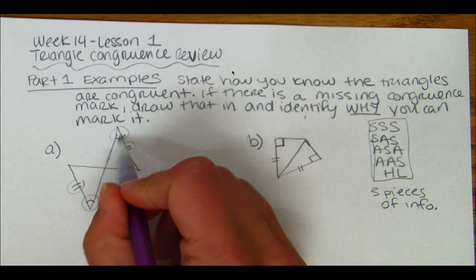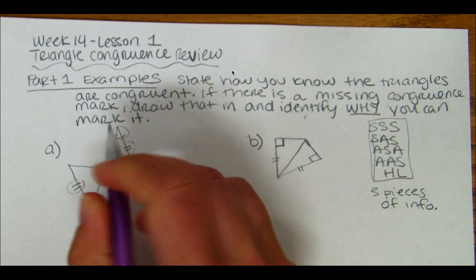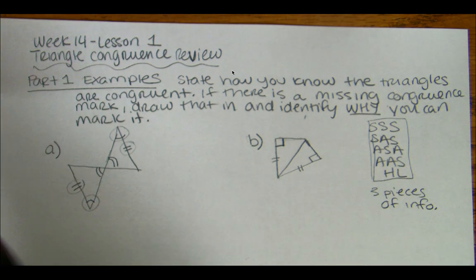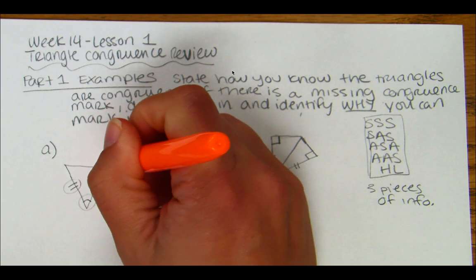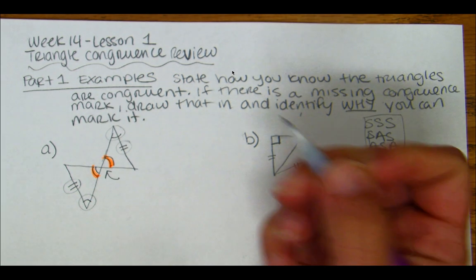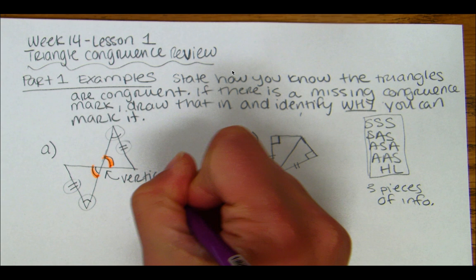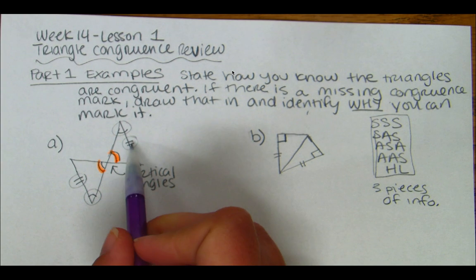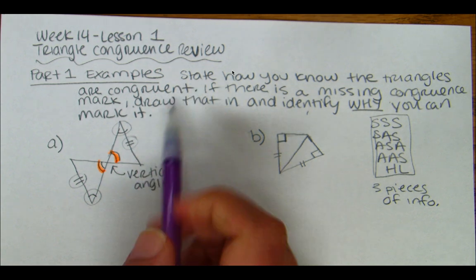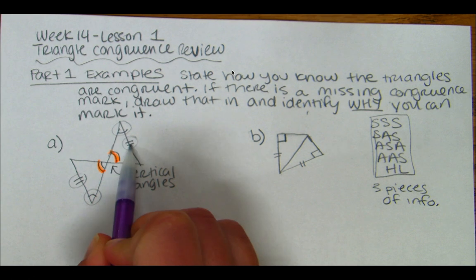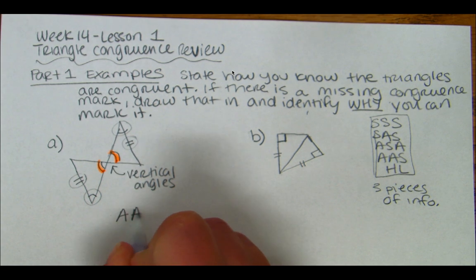From here, I can see that if this is a bow tie shape, there are going to be vertical angles happening here. So I'm going to mark my missing ones that are right here, and then I'm going to say why. I know that these are congruent because they are vertical angles. Now if I'm going to decide how I know these triangles are congruent, I have an angle next to an angle next to a side. So we have angle, angle, side.